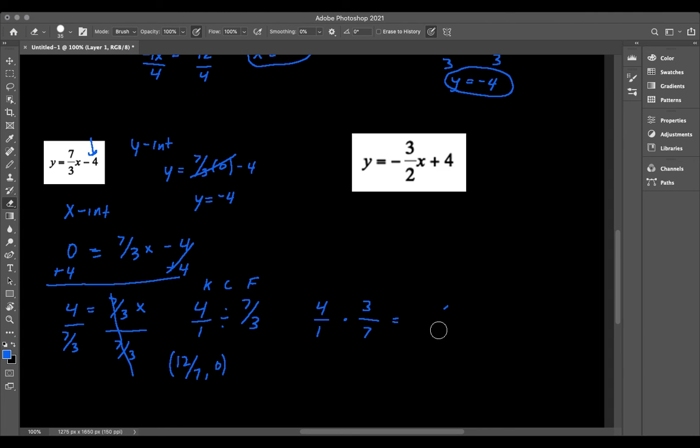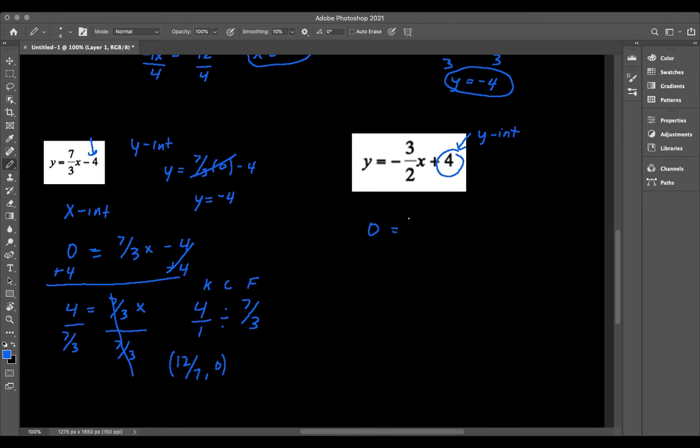All right, so let me try some more here. Let me do another one here. All right, so we have y equals -3 over 2 x plus 4. So we know the 4 is going to be the y-intercept, because from earlier this week, we knew that 4 is going to be the y-intercept. So that's automatically taken care of. All right, I think we get that. Now, how do we solve for the other one?